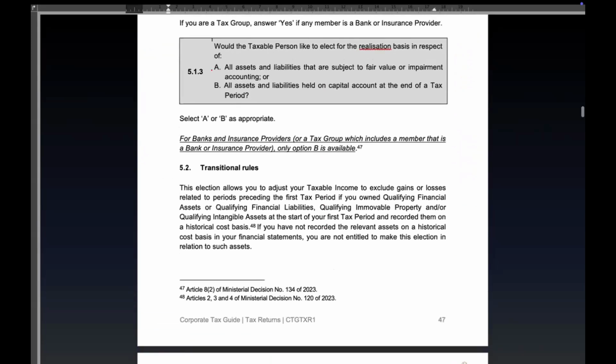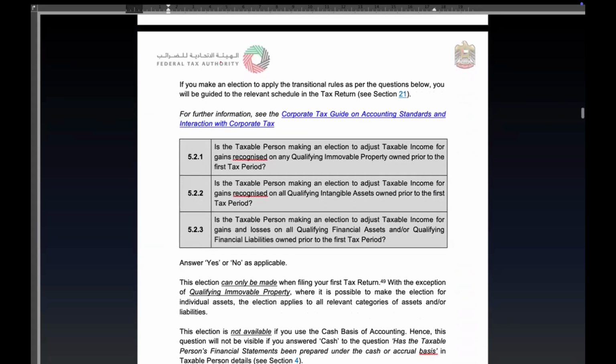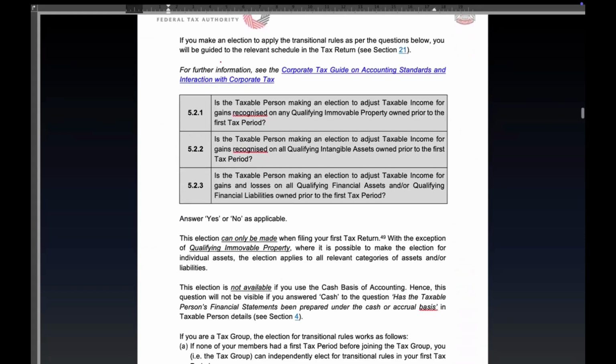Moreover, out of these two, as I mentioned, banks and insurance providers, remember that option B is not available to them. This option is not available to the banks and insurance providers. Just keep in mind. Transitional provision, we have already discussed this.